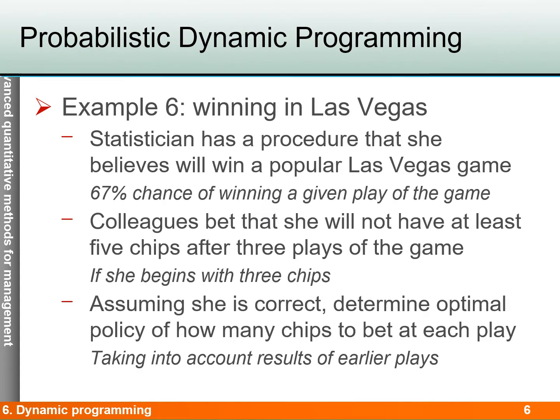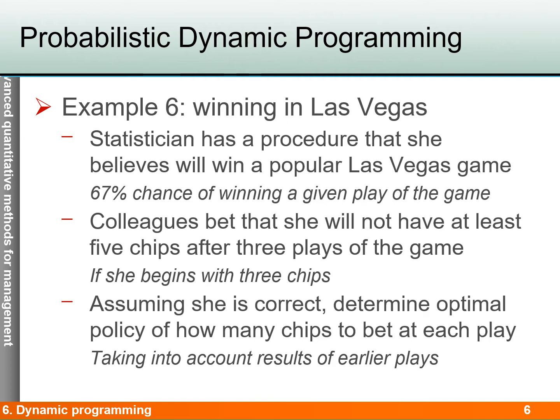Let's review example 6 of our book, which is on page 466 of Hillier and Lieberman. The name of the example is Winning in Las Vegas. Let's review this example together and understand it. An enterprising young statistician believes that she has developed a system for winning a popular Las Vegas game.